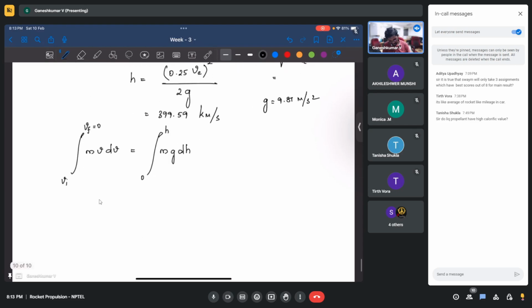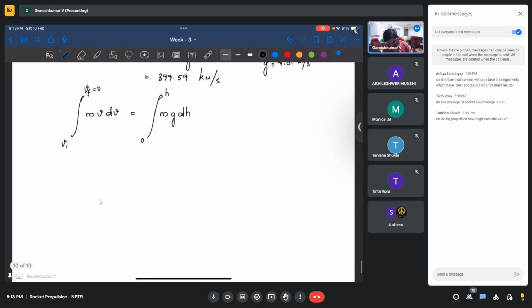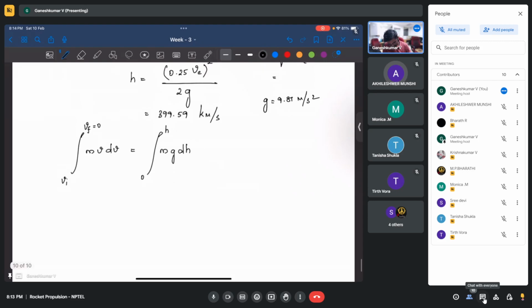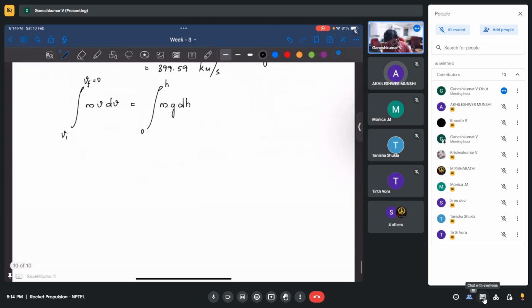And g, how can we write g? So have you tried this, or did anyone? No, sir, I did not do this. I took g as constant. Okay. So did anyone in the call try it? No one tried it, is it? So how can you write g as a function of h?